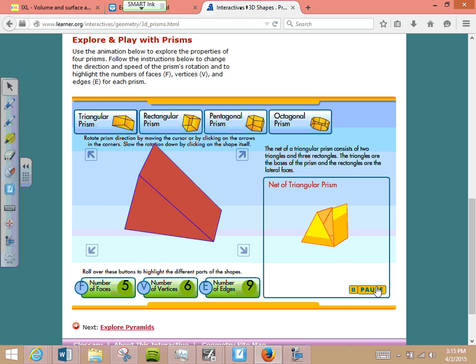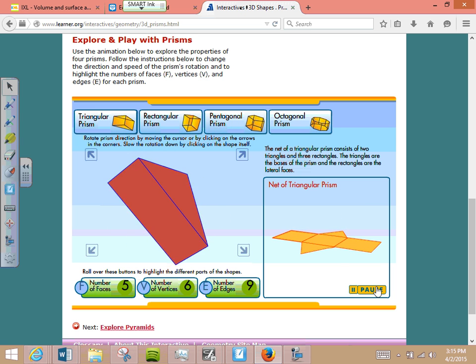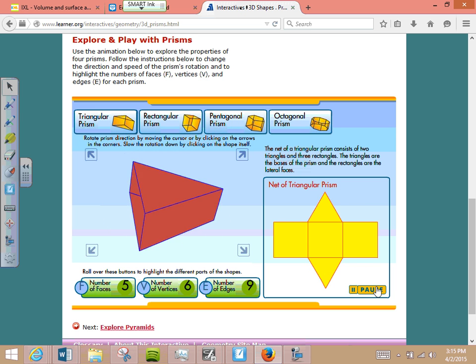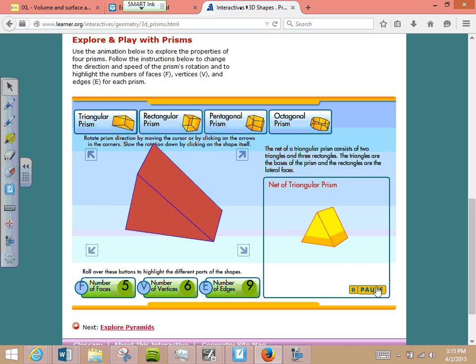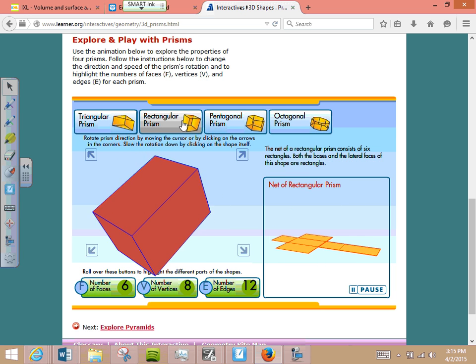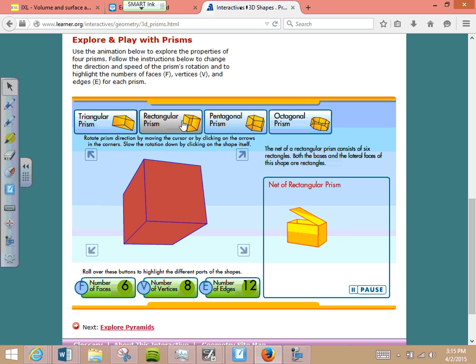That's a net. It's the shape, and basically it unfolds itself, and it creates a net. That's really what it is. Click on this one, the rectangular prism. There you go. Now look at that one. It works the same way. A net is basically the same shape, but it unfolds itself.